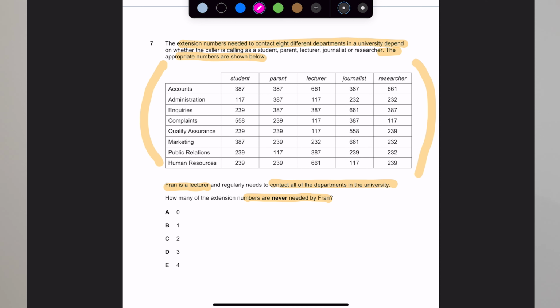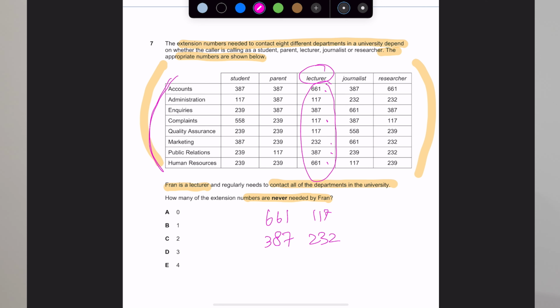Now, Fran, recognize this as an elimination question, by the way. You need to identify the correct column and then cut as needed. Fran's a lecturer, so we're interested in this column here. That means she contacts all of the departments, so we're interested in all of these numbers here. As you can see, some are repeated: 661's repeated, 117's repeated, 232, 387. So the numbers that she is using are 661, 117, 387, 232. Okay, so she's using these 4 numbers.